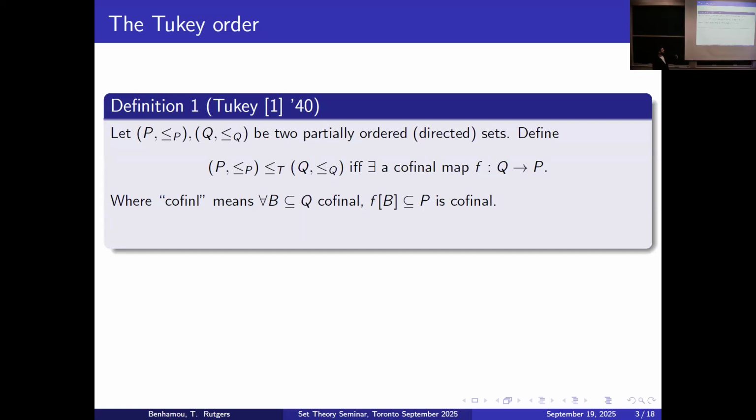In the cases we will be interested in, these maps are going to be weakly monotone. So if A is below B, then F of A is below F of B, not the other way around. In this case, you don't need to quantify over all subsets in the definition. You just simply say there's a monotone map with cofinal range. So much simpler.